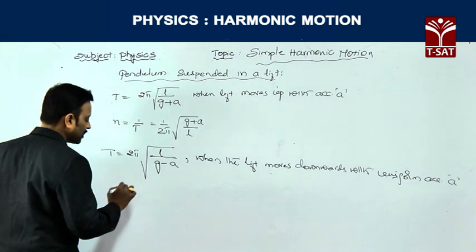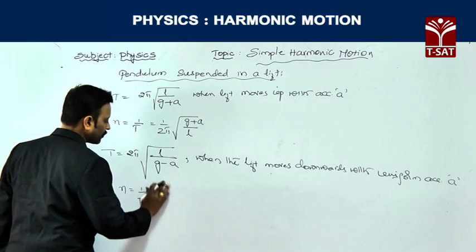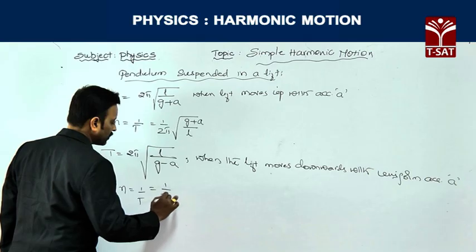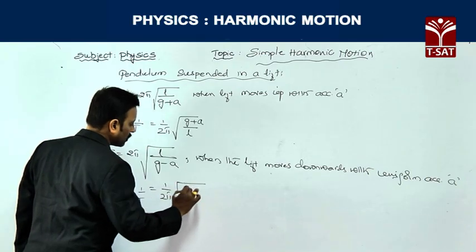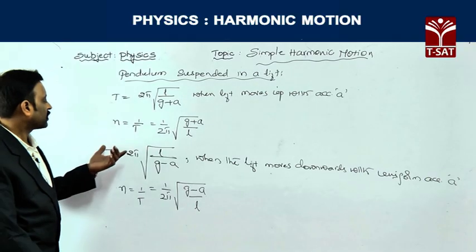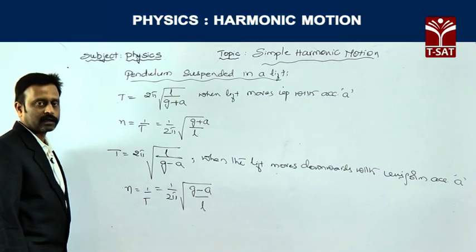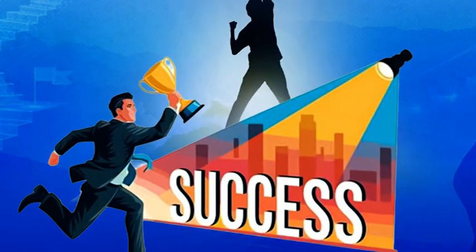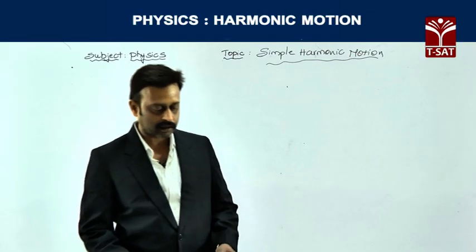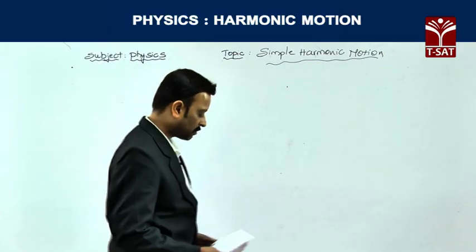As this is the time period, what is the frequency then? 1 by 2 pi under root g minus a by L. So, the formula for time period and frequency when the lift is advancing downwards with a uniform acceleration. Now, we shall have a look at some of the problems in this chapter, simple harmonic motion.